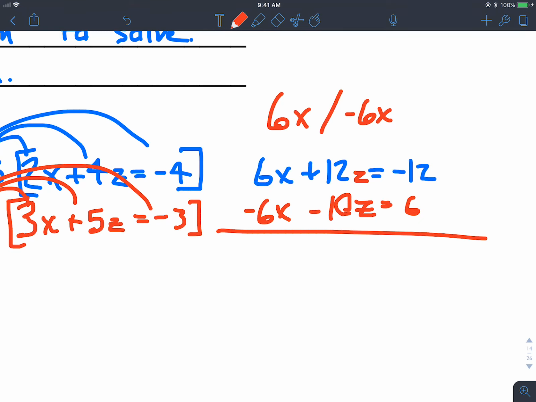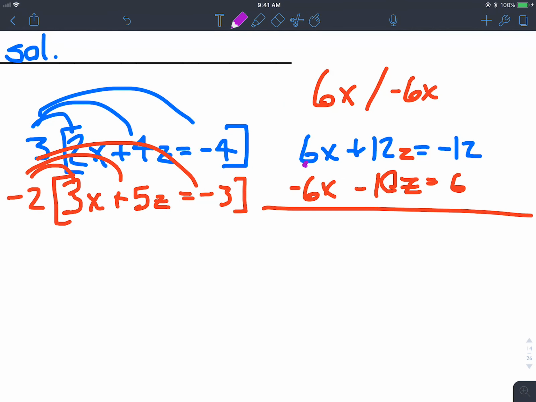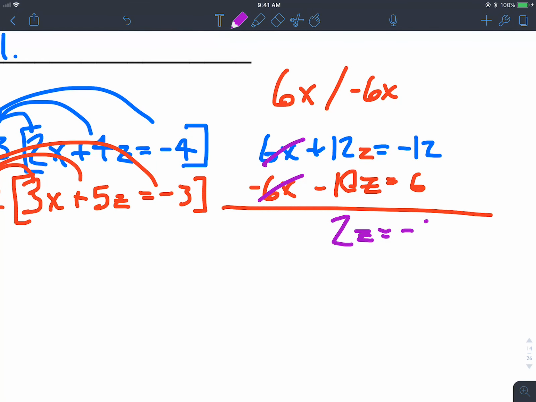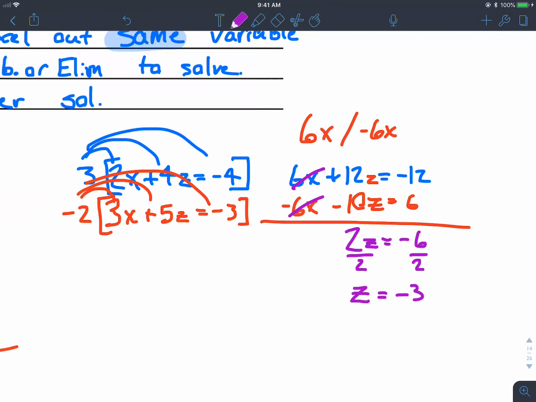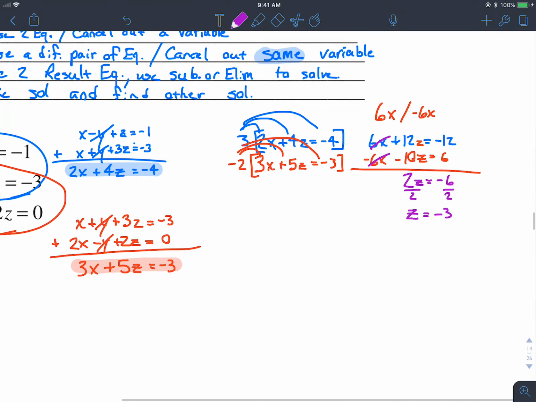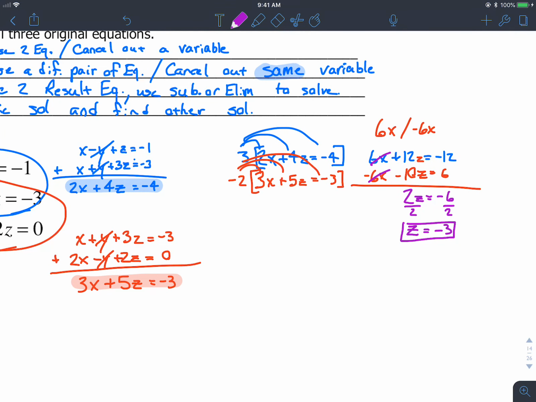Okay, so now that we have our two result equations lined up and ready to go, we can cancel out your x's here. So the 6x and the negative 6x will cancel out. The 12z and the negative 10z will add up to 2z. And then the negative 12 and 6 will be negative 6. And after that, we can divide both sides by 2. And then that'll get us z equals negative 3. Okay, so all of that to get negative 3 for your z value.